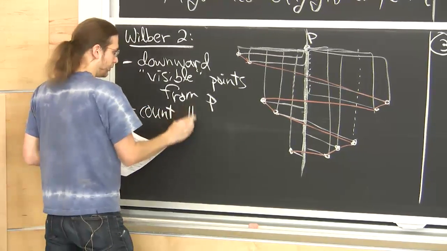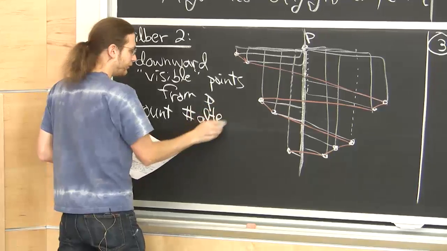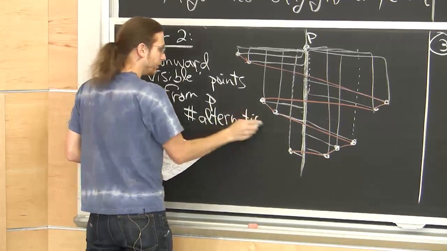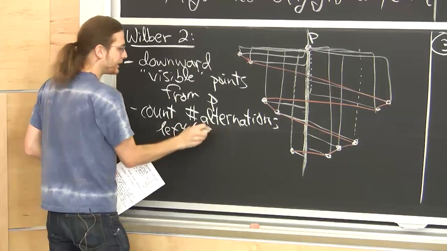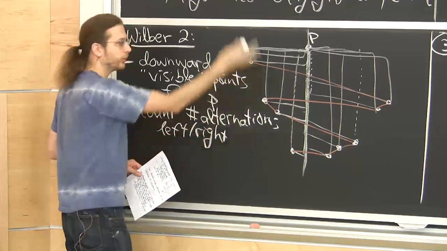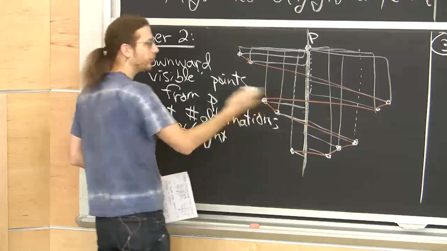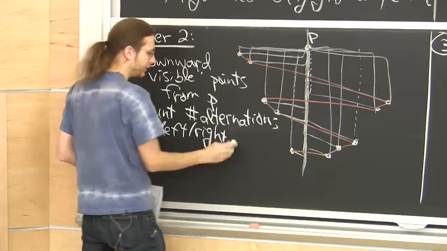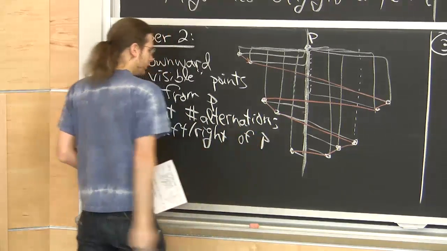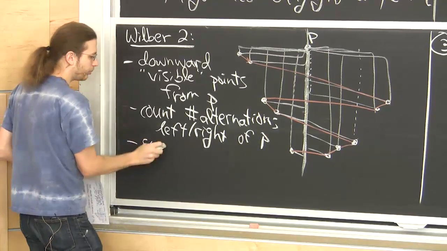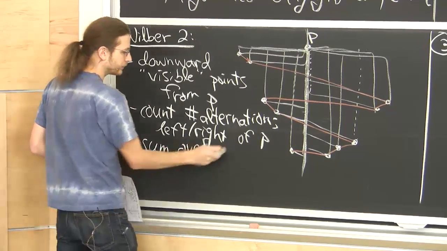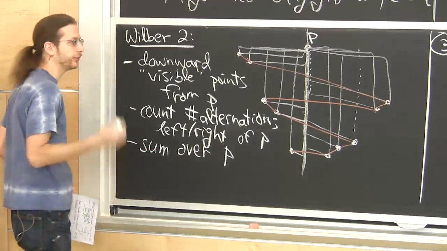So count the number of alternations, left or right of P. And again, if we assume that no key is ever accessed more than once, then there will always be left or right, never exactly on. And then I want to sum over all points. And I claim this is a lower bound.